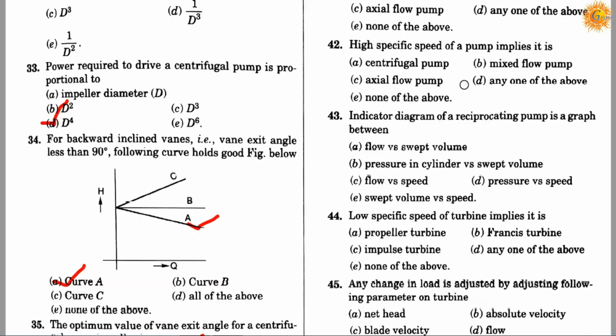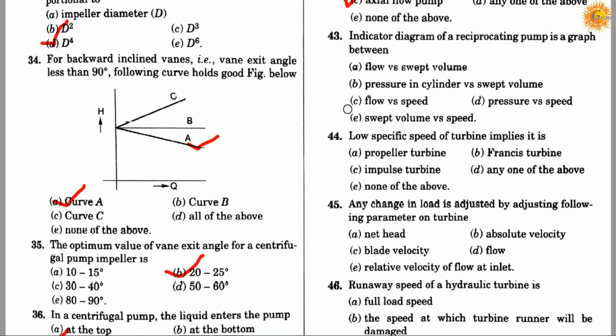Okay. Question number 42. High specific speed of a pump implies it is: option A centrifugal pump, option B mixed flow pump, option C axial flow pump, option D any one of the above, option E none of the above. Correct answer is C. It will be an axial flow pump. High specific speed of a pump implies an axial flow pump.